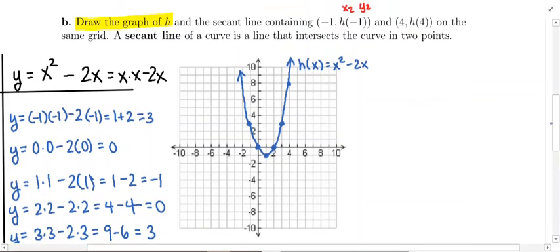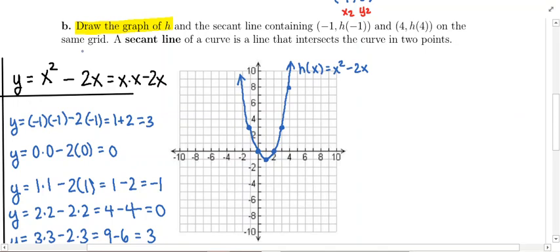We need to talk about what the average rate of change between x equals -1 and x equals 4 means. Remember, the average rate of change between those two x values is +1 when we computed it. All right, so the directions in B were kind of crazy, so let's go back through them. We already drew the graph of H, and now it tells you to draw the secant line. A secant line is a line that intersects your curve in 2 points.